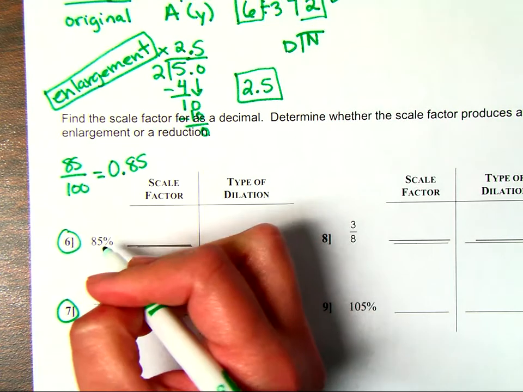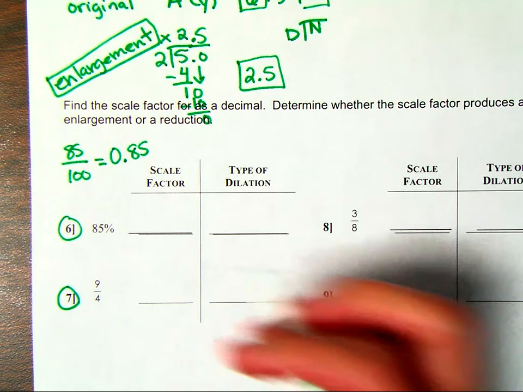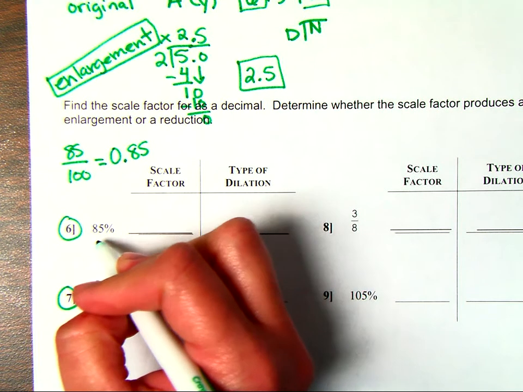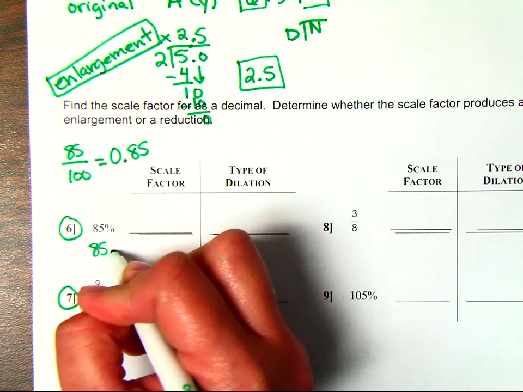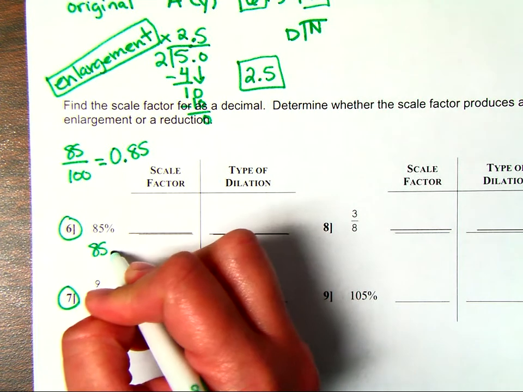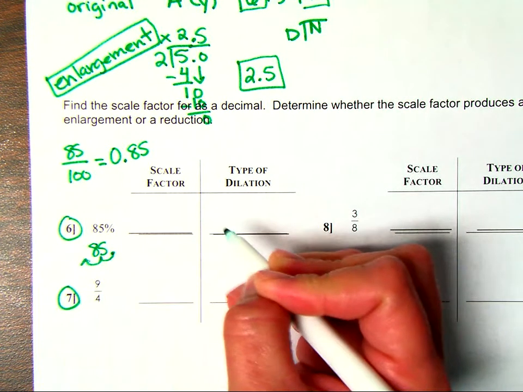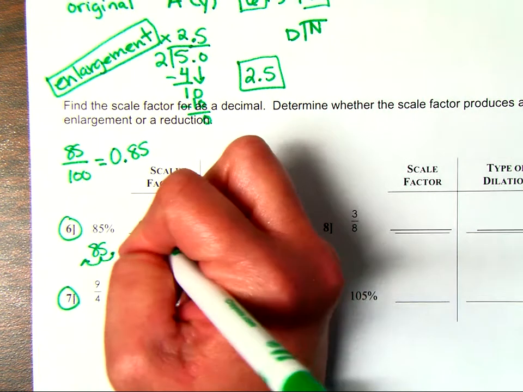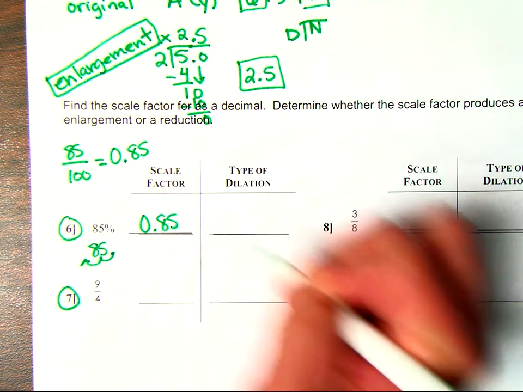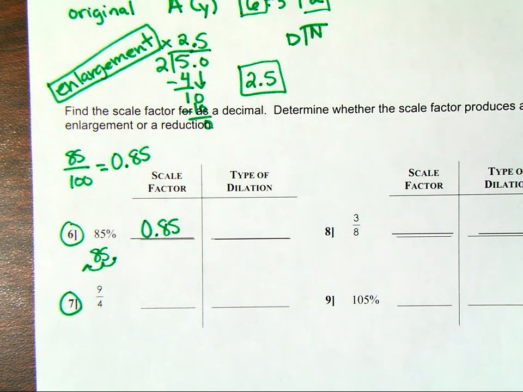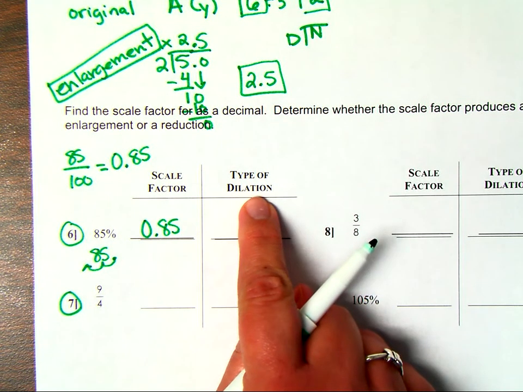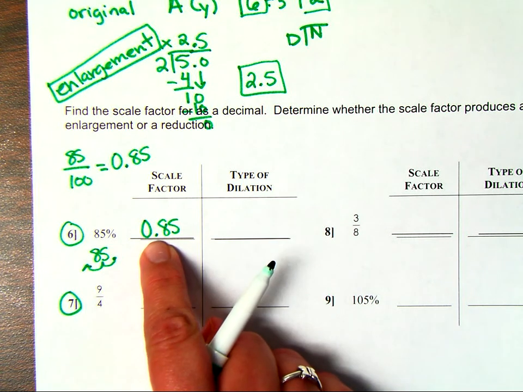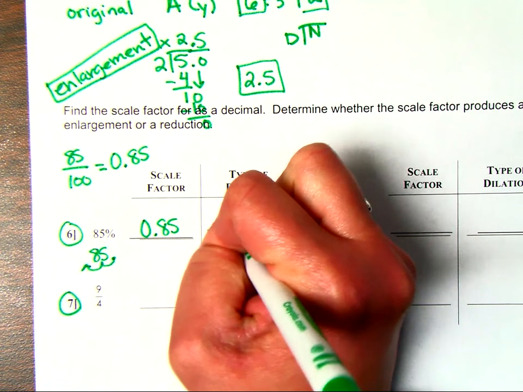The other way you can remember what we taught you in 6th grade, when you're changing from percent to decimal, you drop the percent sign. 85 is a whole number, and when you drop the percent sign, you're going to go 2 times to the left, because when you divide by 100, that's moving your decimal 2 times to the left. So a couple of different ways that we've taught you. So 85 hundredths is going to be my scale factor as a decimal, and the type of dilation, is it a reduction or an enlargement? Well, this is between 0 and 1, so this is going to be a reduction.